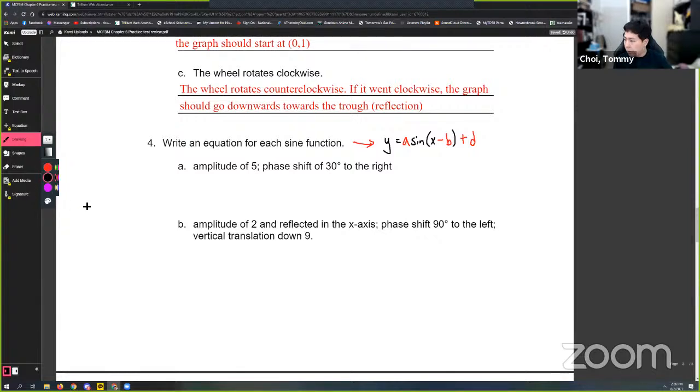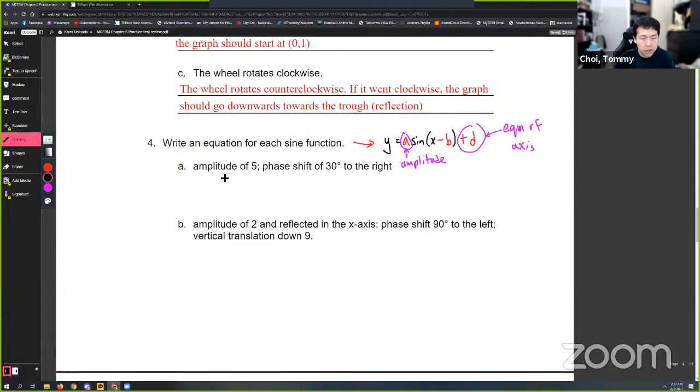Now the key thing you want to remember here, once again, d refers to the equation of the axis, and a refers to the amplitude. Yes, you can use theta instead of x. That's fine. Yeah, both work.